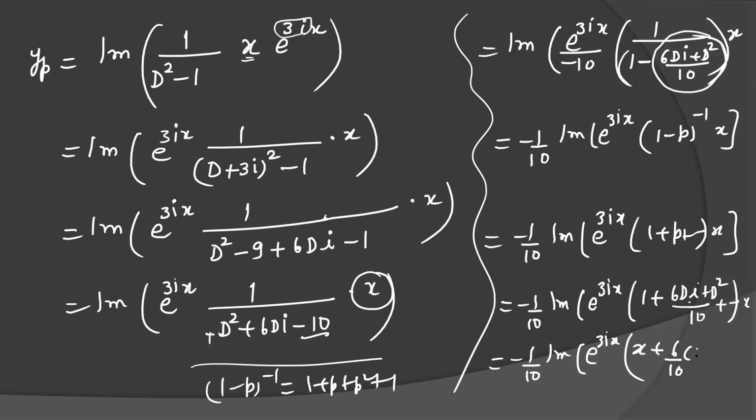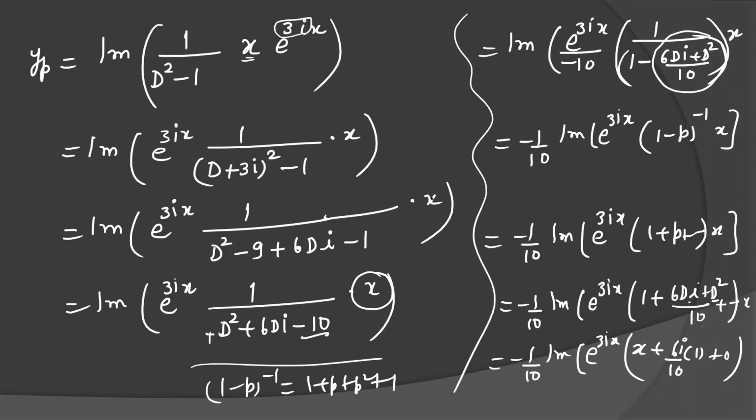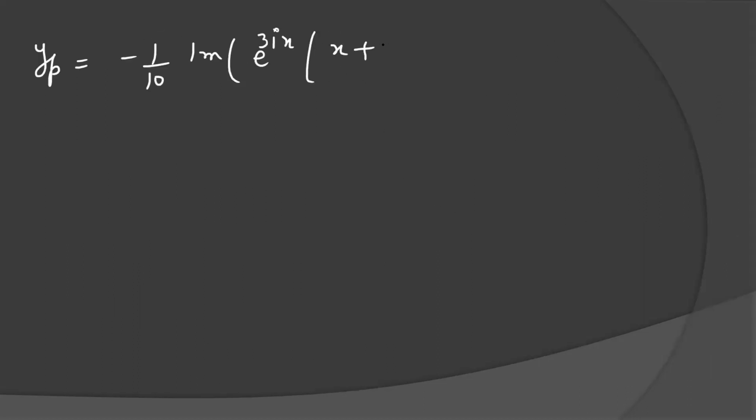D means the differentiation of x, that will be 1. If you differentiate 6i, we will take 6i, and the derivative of x will be 1. And the derivative of d square means 2 times the derivative, that will be 0. So it's nothing else. It is minus 1 by 10, imaginary part of e to the power 3ix, and inside the bracket is x plus 3i by 5 if you divide by 2.